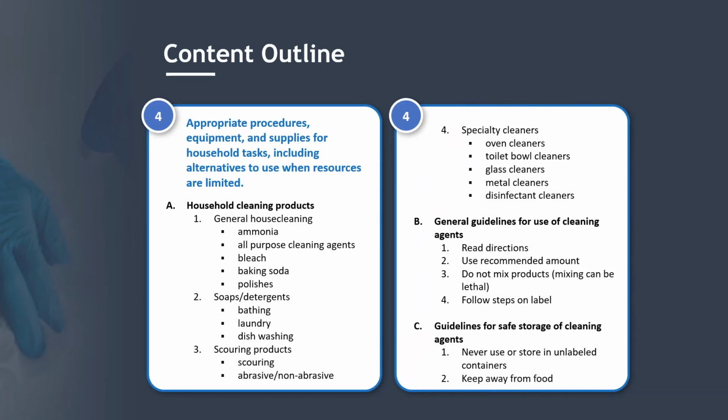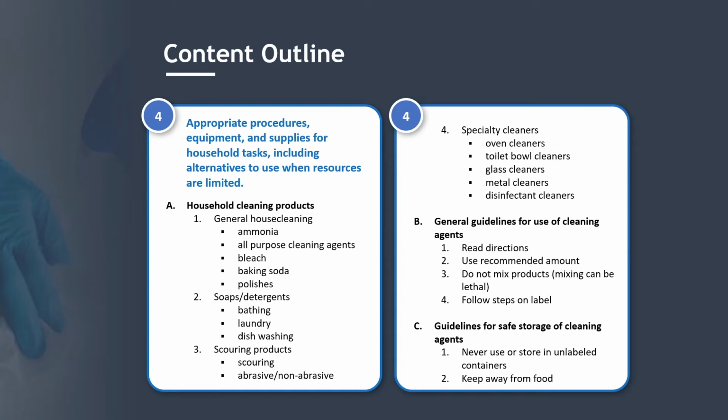Section 4. Appropriate procedures, equipment, and supplies for household tasks, including alternatives to use when resources are limited. A. Household cleaning products. General housekeeping. Ammonia, all-purpose cleaning agents, bleach, baking soda, and polishes. Soaps or detergents for bathing, laundry, and dishwashing.